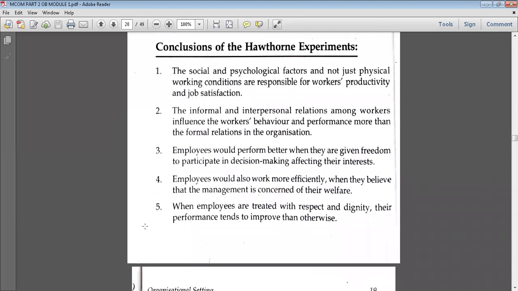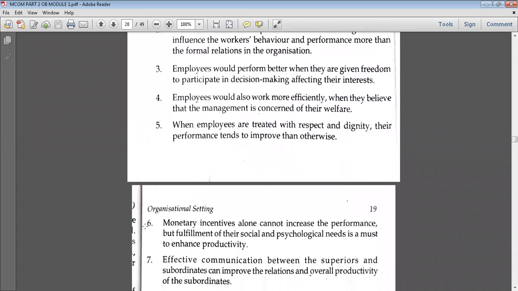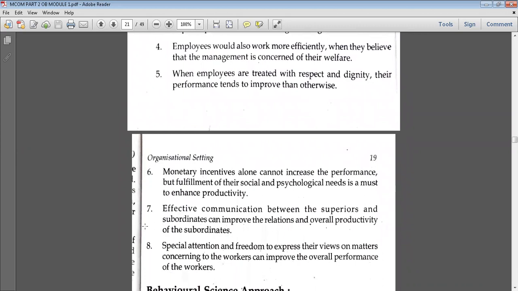In the same way, when employees are treated with respect, their performance increases. When the management thinks about the welfare of the employees, they work more efficiently. So all these things give a positive impact on how employees should be treated, and how they should be considered in an organization. They should be considered part and parcel of the organization and not separate from it.